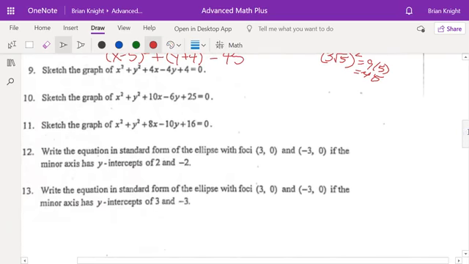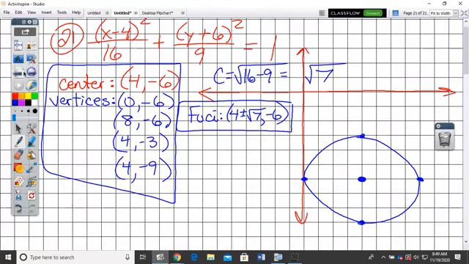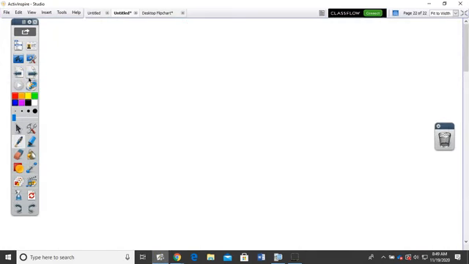All right, 9, 10, and 11. We are sketching the graph of these. So you're going to need some graph paper. All right, I don't have room to graph them on here, so I'm going to switch to this, and we're going to do these on here, okay?